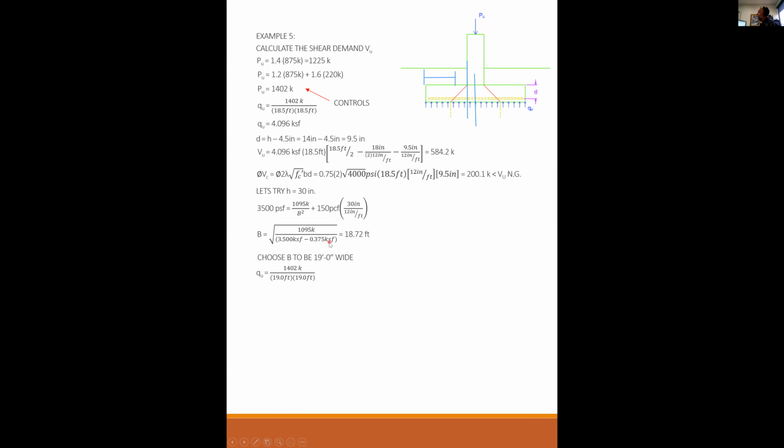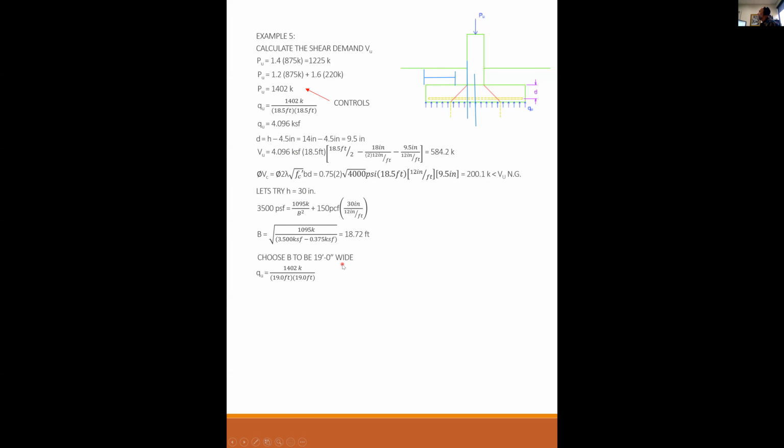So everybody following this? I started with a guess of 14 inches, and I needed a pad that was 18.5 feet wide. I go to 30 inches. I've added 16 inches of concrete to this, and now I need to be 19 feet wide to keep my allowable soil pressure under 3,500.